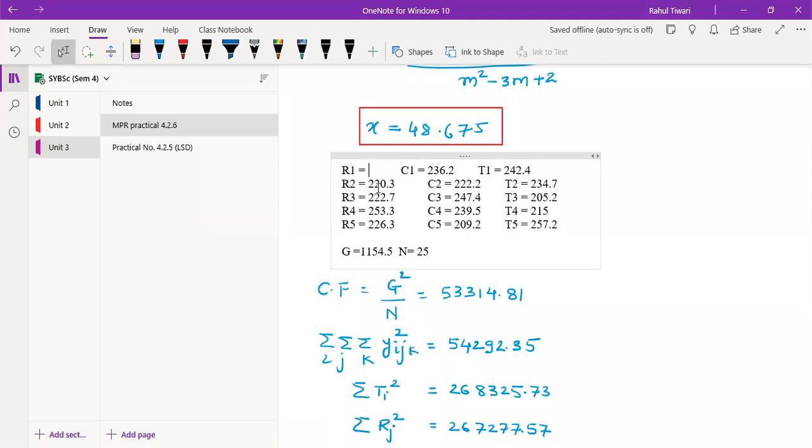R1 is 235.1. R2 is 231.7. 251.6, just check. 258.5, and then finally you have 253.